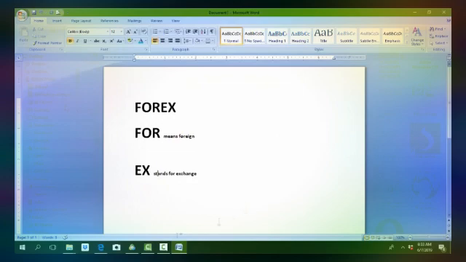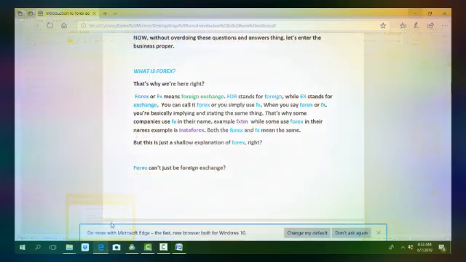Now let's go back to the PDF because I like to make this as easy as possible. Forex means foreign exchange. FOR stands for foreign, EX stands for exchange. So forex means foreign exchange. But when you say foreign exchange, I think it's actually limiting, because if it's foreign exchange, that means there is something being exchanged. What is that thing being exchanged in this kind of foreign exchange?